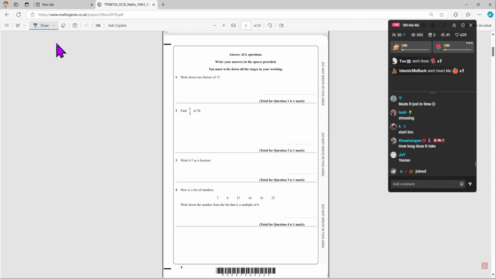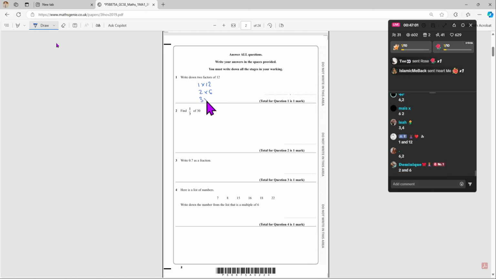So, factors are like numbers that go into the number 12. There are multiple answers you can get. Factors of 12: there is 1 times 12, 2 times 6, and 3 times 4. Now you can write any number: 1, 2, 3, 4, 6, and 12. Either number would be correct when you put your answer there, okay? So well done for that.